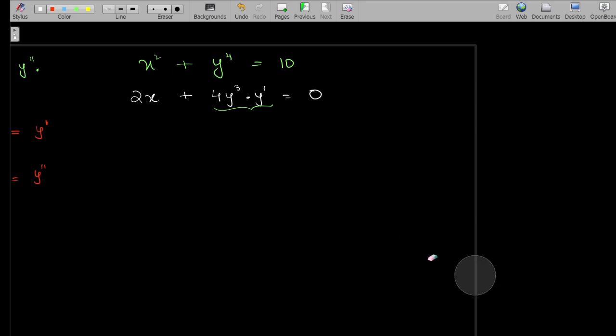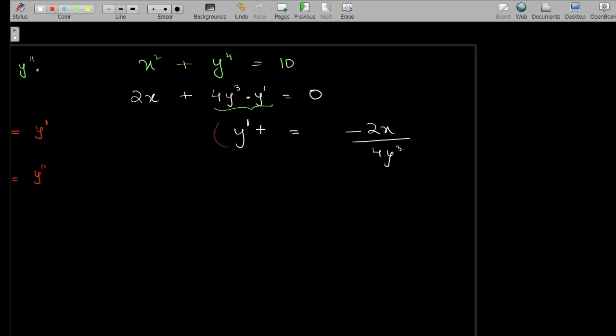When you have done till this step, then after this, you just try to isolate y prime at this step, so you'll get negative 2x over 4y cube. Is that right? Yes. Okay, so now take derivatives on both the sides.